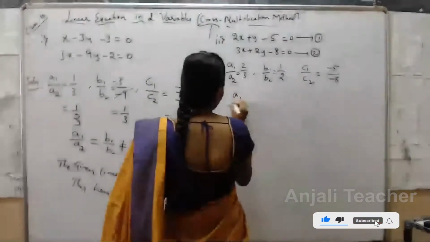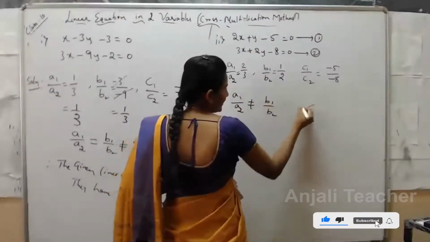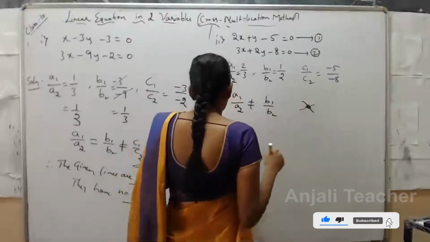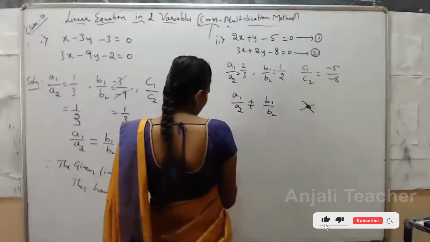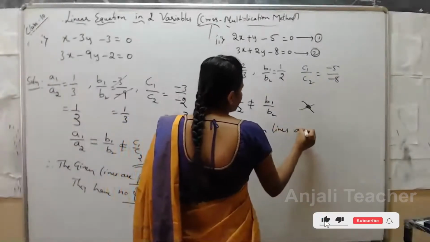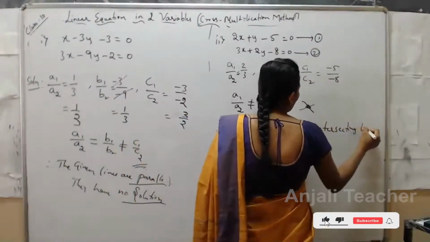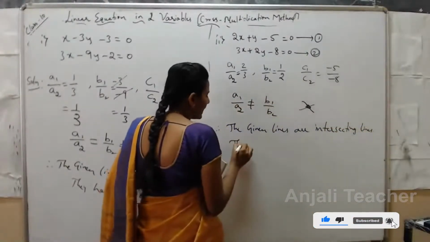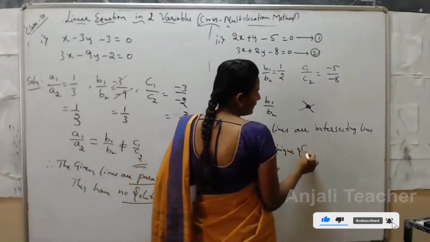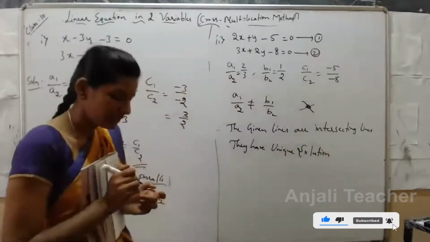See here, a1 by a2 is not equal to b1 by b2. This is for intersecting lines. So it has a unique solution, only one solution. Now what can we tell? Therefore, the given lines are intersecting lines. They have a unique solution, means only one solution. We have to find that solution.